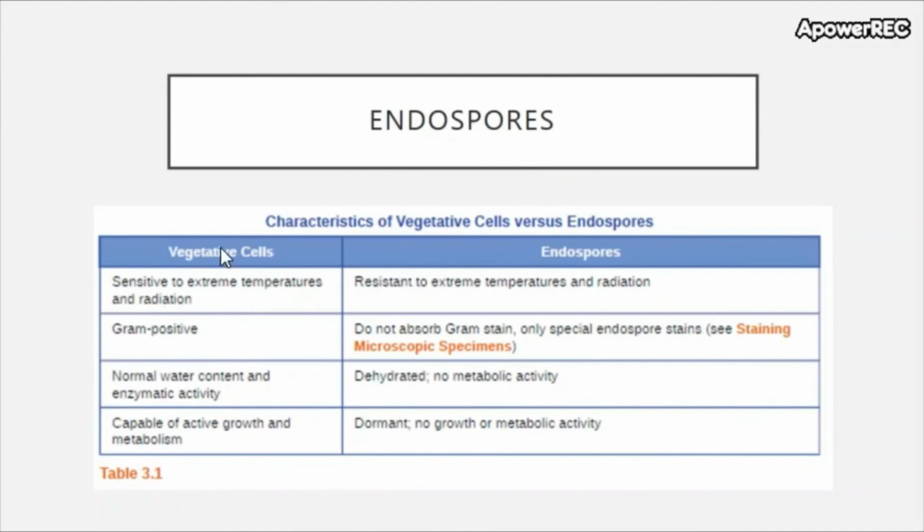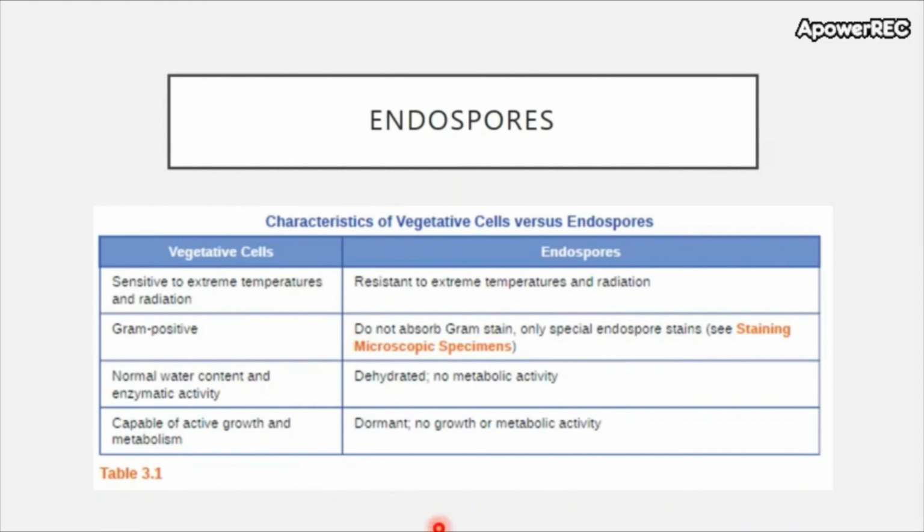So this here shows the different traits of each type of cell. Vegetative cells tend to be sensitive to extreme temperatures and radiation, whereas endospores are resistant to extreme temperatures and radiation. Vegetative cells are going to be your gram-positive cells. However, endospores don't absorb gram stain, and as a result, you'll need a special endospore staining technique.